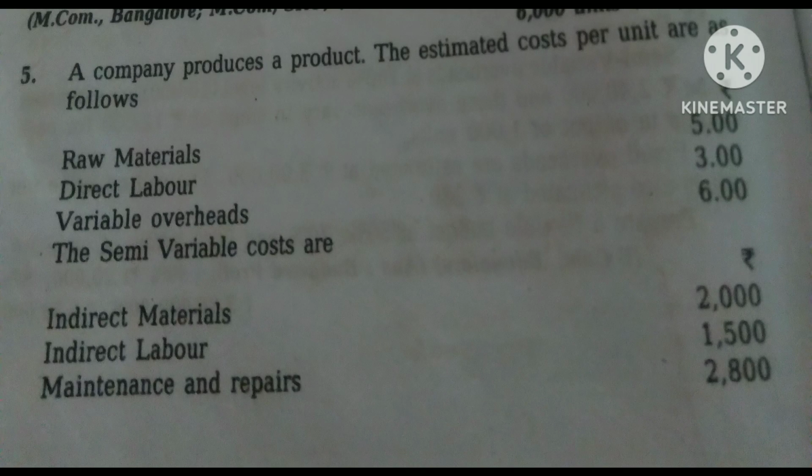So guys, let's see the fifth problem. A company produces a product. The estimated cost per unit are as follows. Raw materials 5 rupees, direct labor 3 rupees, variable overhead 6 rupees.